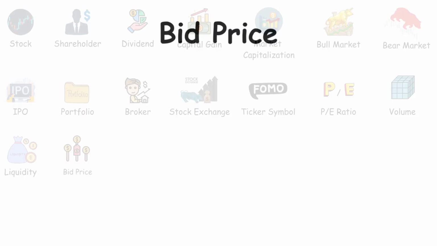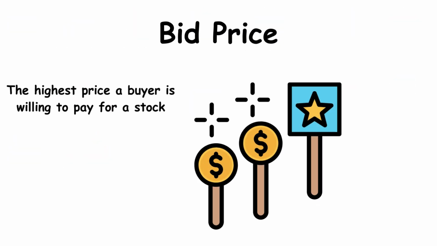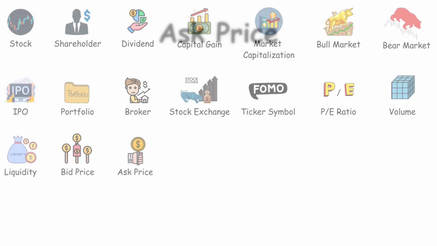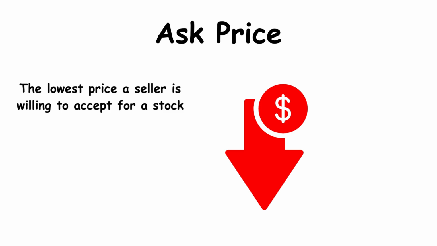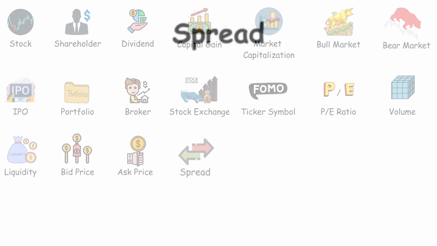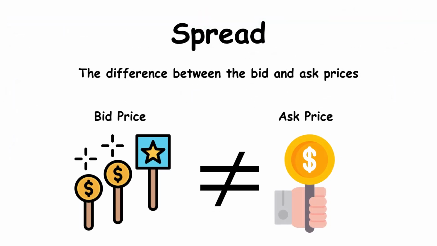Bid price. The highest price a buyer is willing to pay for a stock. Ask price. The lowest price a seller is willing to accept for a stock. Spread. The difference between the bid and ask prices.